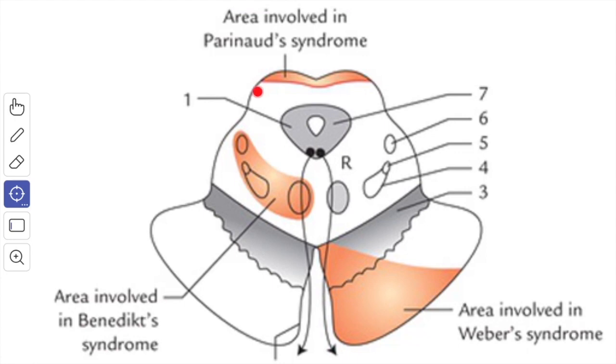Next we'll study about Parinaud syndrome. The Parinaud syndrome results from a lesion of the superior colliculi as occurs when this area becomes compressed by tumors of the pineal gland. It is characterized by the loss of upward gaze without affecting the other eye movements.